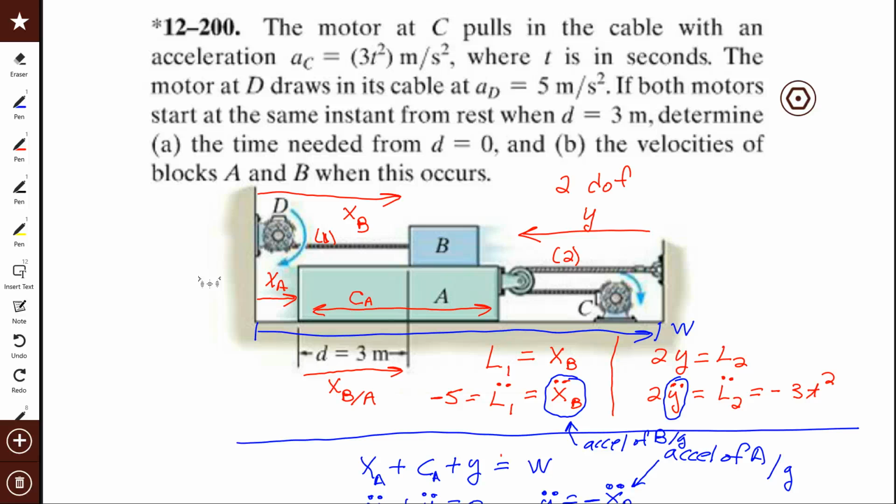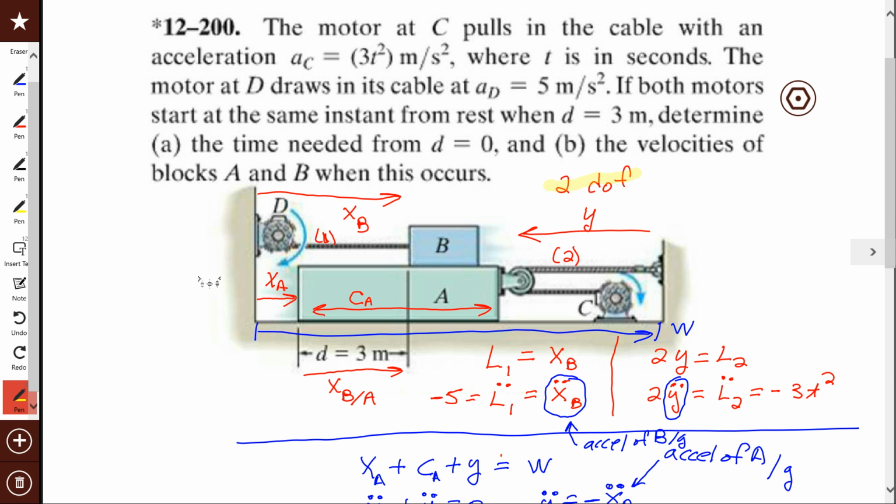So we're going to count the degrees of freedom, and the degrees of freedom is not too bad in this case. Body B can move, and so we would count 1 degree of freedom for body B. If you stop body B, in other words motor D as in dog, body B will stop, but you can still pull motor C, which means that you can still pull block A. So it's 2 degrees of freedom, which is what we have here.